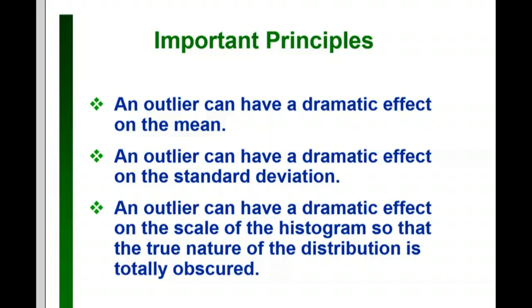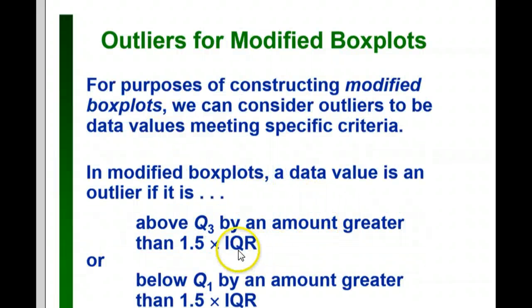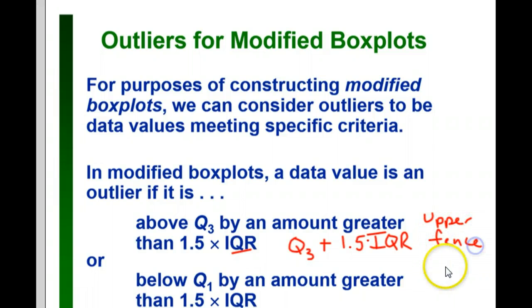So what we do a lot of times is we modify it, and we define an outlier by that interquartile range. There's the IQR for interquartile range. And we take Q3 and we add to Q3 1.5 of these interquartile ranges. If you do that, 1.5 times IQR, we call this the upper fence. And anything beyond that is considered an outlier.